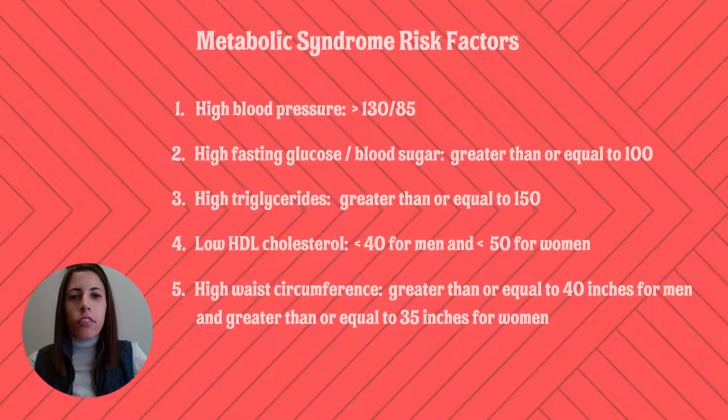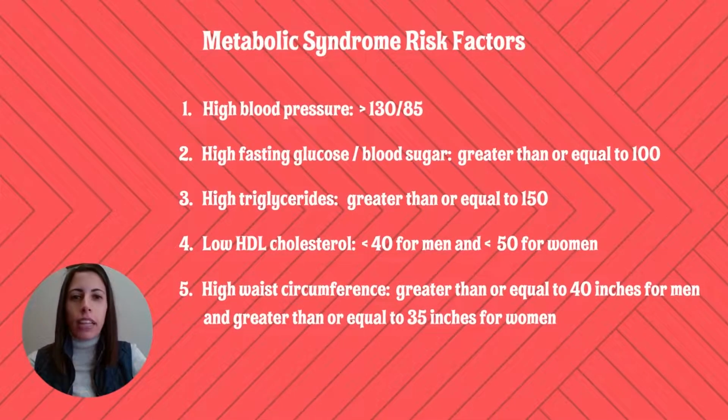So first off, defining those 5 risk factors that we look at for metabolic syndrome. The first is high blood pressure, if your blood pressure at resting is greater than 130/85. The second is high fasting glucose, also known as your blood sugar, if this is greater than or equal to 100 if you have been fasting for at least 12 hours. Also, if your fasting triglycerides are high, this is a measurement of fat in your bloodstream, and if this is greater than or equal to 150, that is a metabolic syndrome risk factor as well.